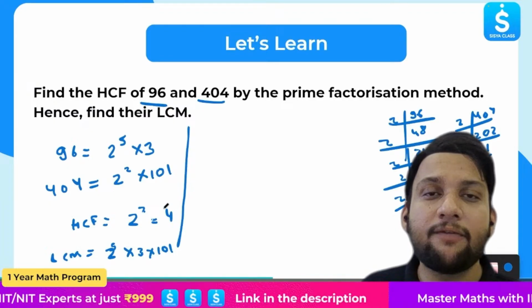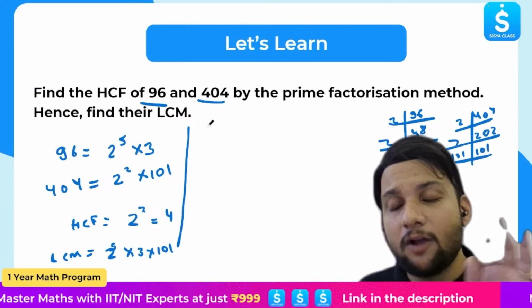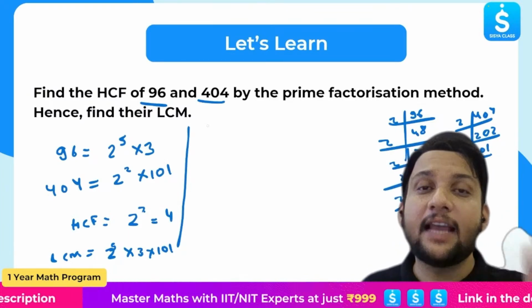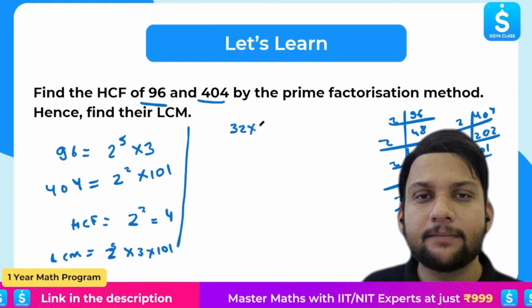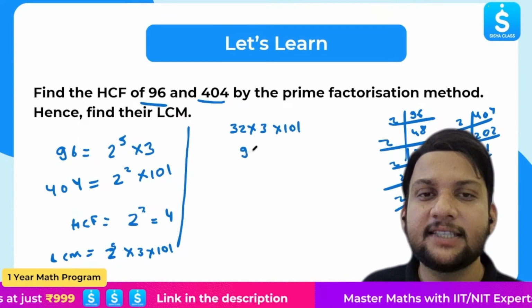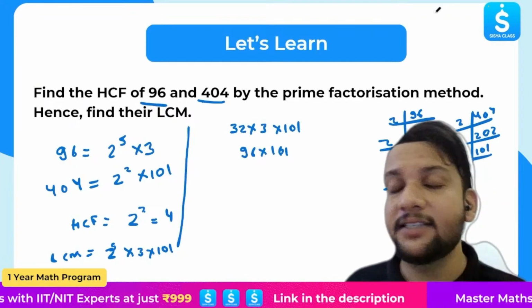Now it is 2 raised to 5 times 3 times 101. I hope everyone knows how to calculate. See, this you should always know. Now 2 raised to 4 is what? 16. 16 times 2, 32. So 2 raised to 5 is 32 times 3 times 101. Now, 32 times 3 is what? 96 times 101. Now, dear students, this is very important what I'm telling you right now.